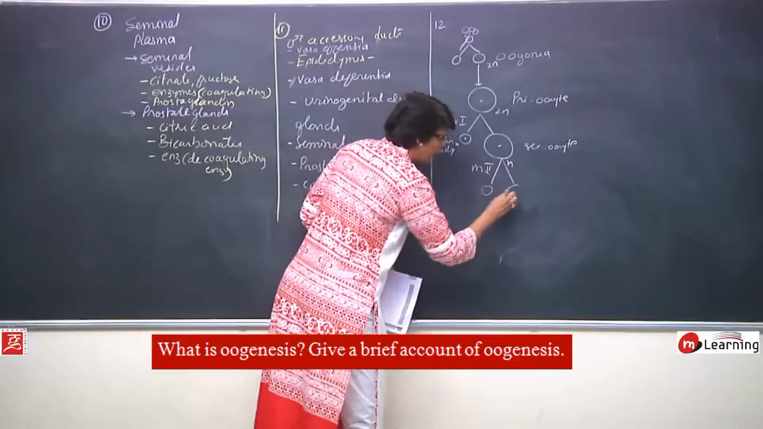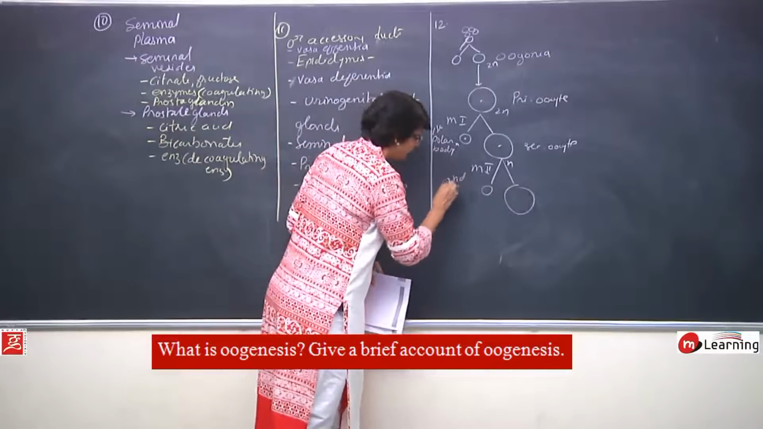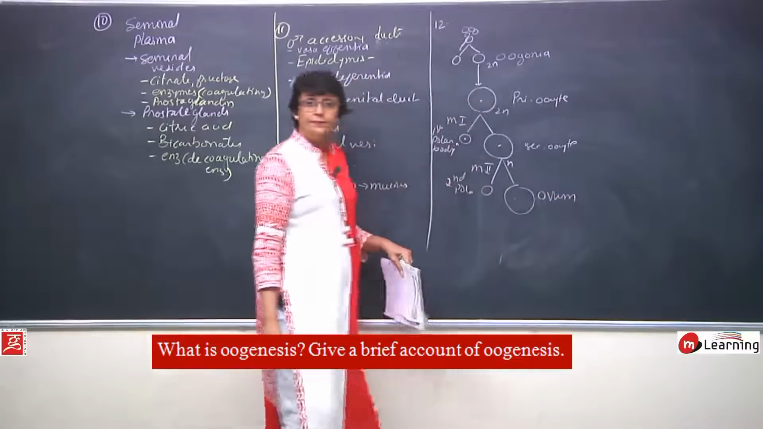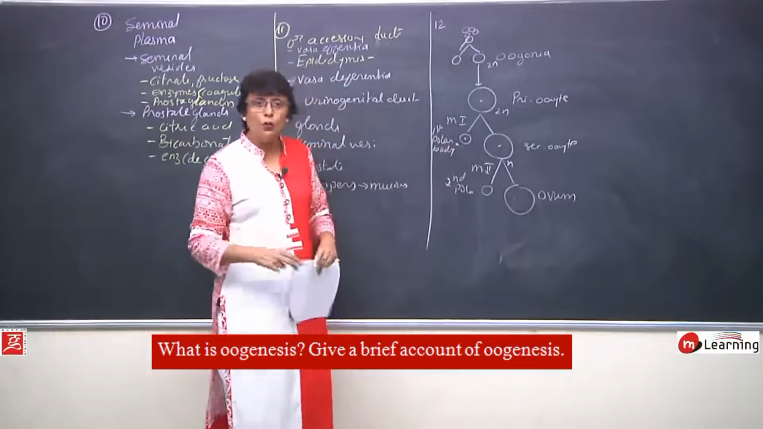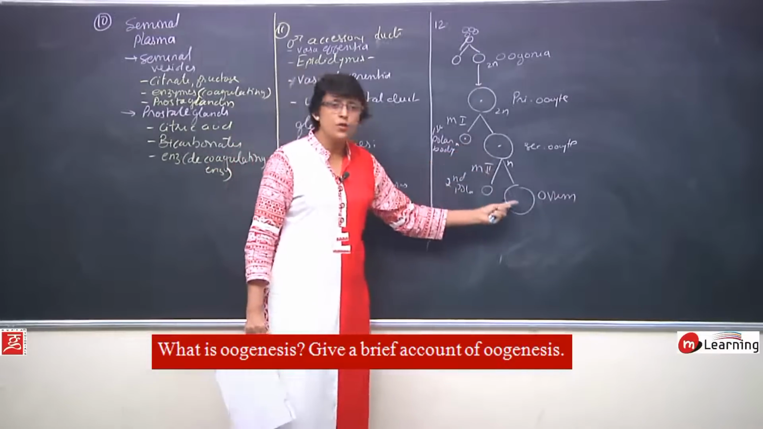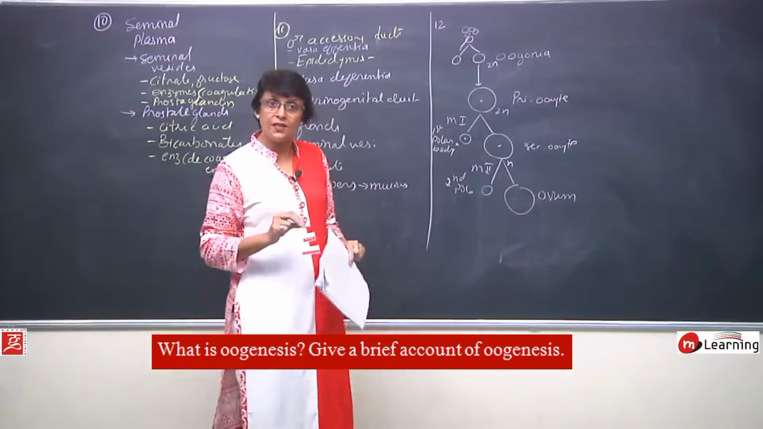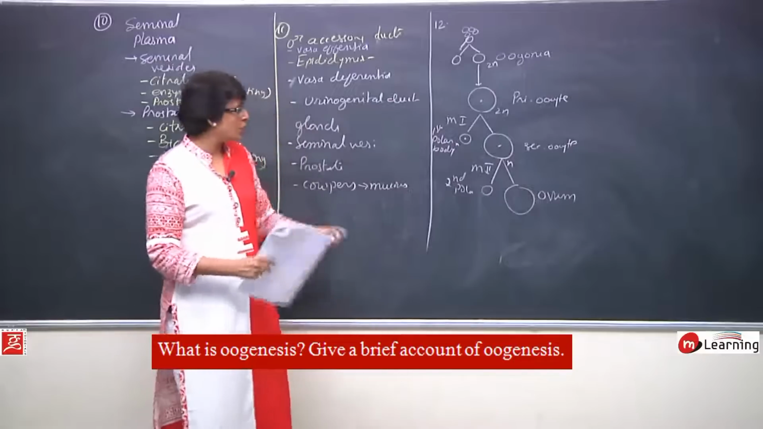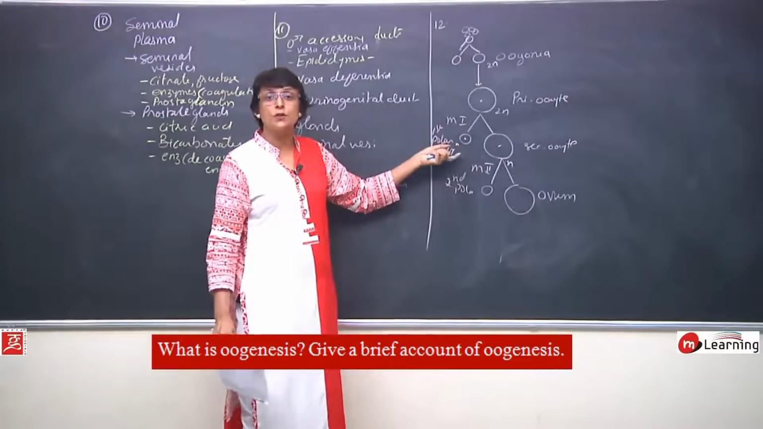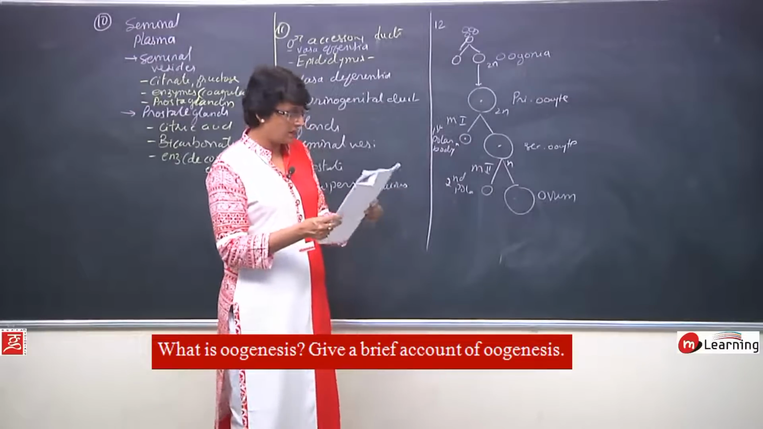Here again two unequal cells will be formed: the second polar body and the ovum or the egg. The egg is released from the ovary at the secondary oocyte stage. It will change into the ovum or egg when fertilization takes place, when the sperm touches it. So the unequal distribution of yolk, the reason for that, the increase in size, and why there is so much increase in size, all these things must be mentioned in this answer.